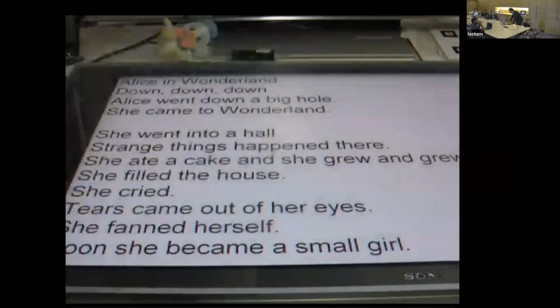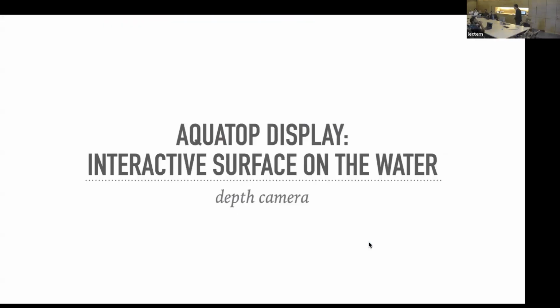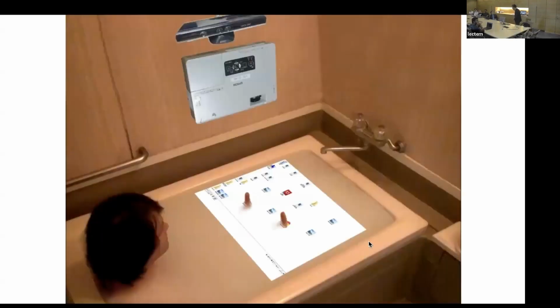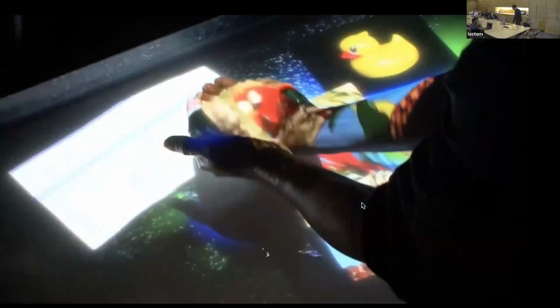Okay, so the next one is the Aquatop display. This is an interactive surface on the water. Since we Japanese have a culture of bathing, we spend a lot of time, sometimes many hours, in the bathroom. So we want to make the water surfaces interactive surfaces. We did it by using projectors and Kinect cameras.